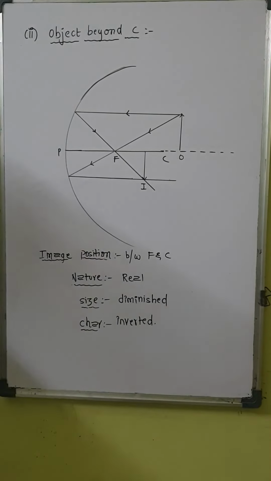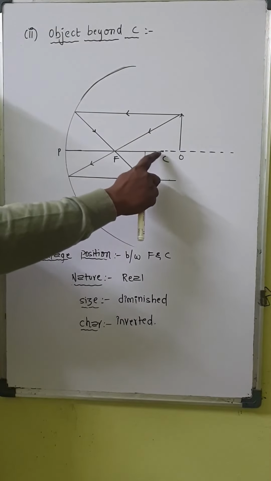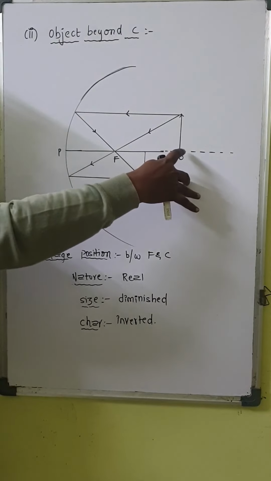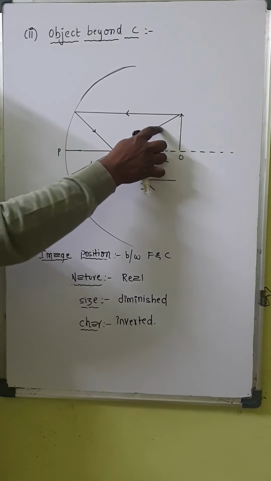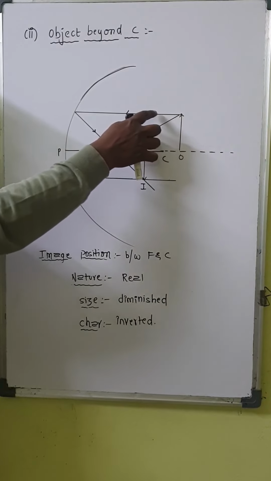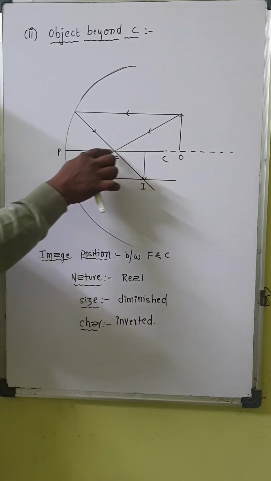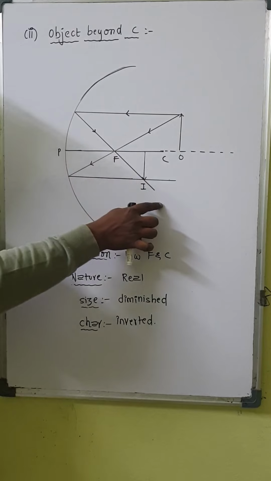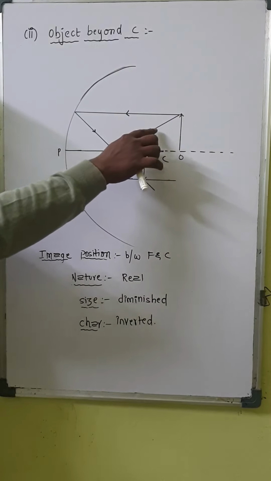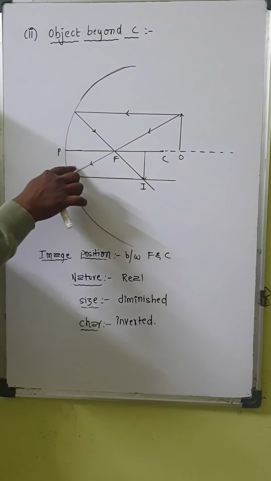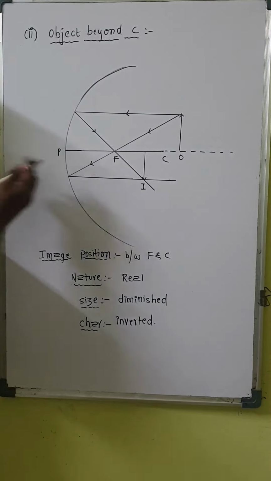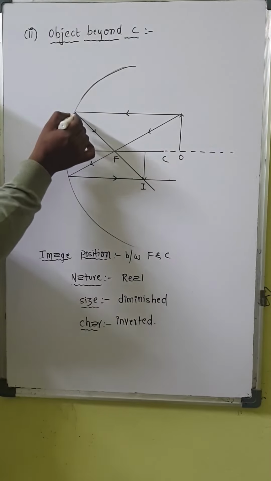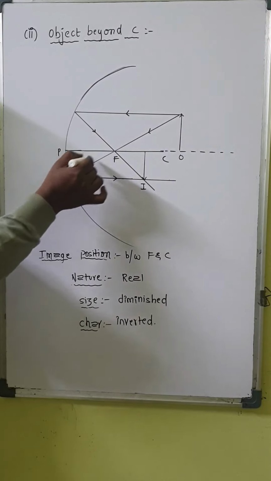Now the second position is the object beyond C. It means behind the center of curvature. As you can see in this figure, this is the object which is placed behind the center of curvature. There are two incident rays coming from the tip of the object. One incident ray is traveling parallel to the principal axis, falls on the mirror, gets reflected and passes through focus. The second incident ray also comes from the tip of the object, passes through focus, falls on the mirror, gets reflected and passes parallel to the principal axis. One incident ray, reflected ray. Second incident ray, reflected ray.